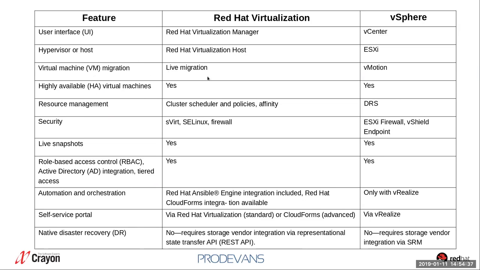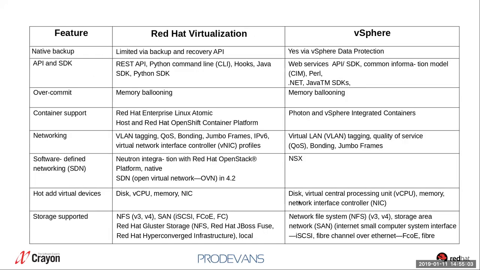You can see that live migration is available, but in vCenter we need vMotion. This is another tool that is required to do a live migration. Okay, so this is the difference between Red Hat virtualization and vSphere. There are lots of differences.